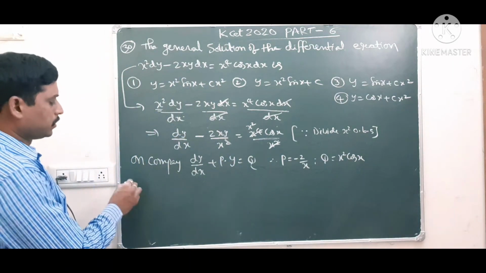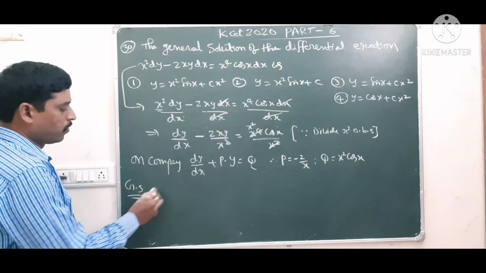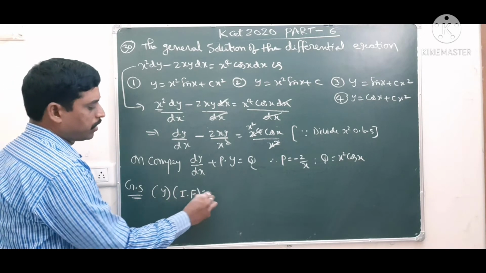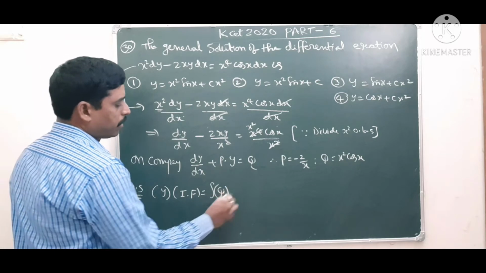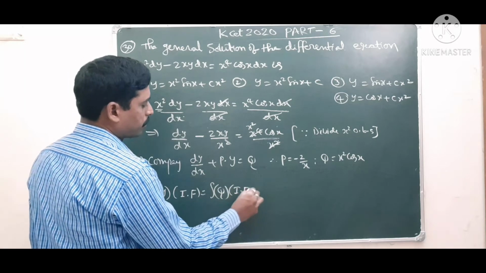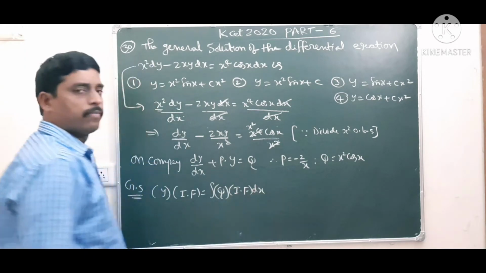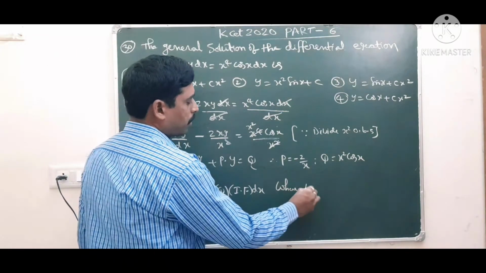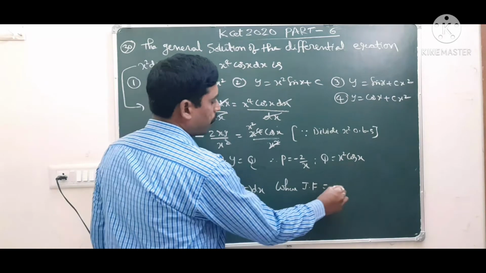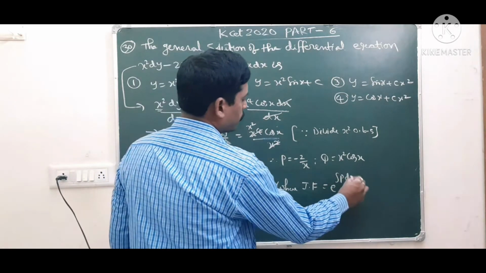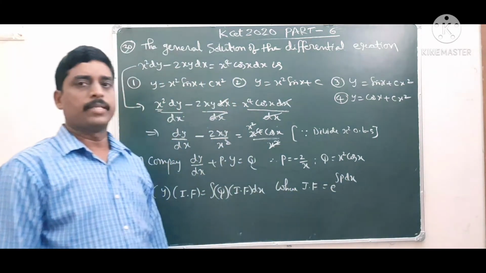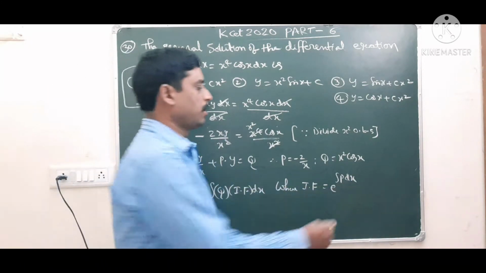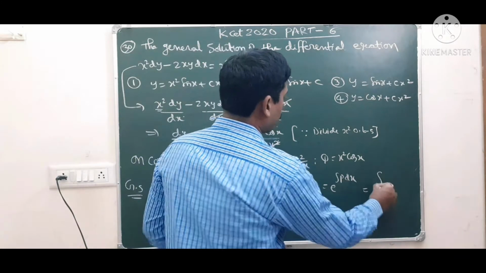So what is the formula? The general solution formula is y into integral factor is equal to integral of q into integral factor into dx, where the integral factor formula is IF equals e to the power integral p dx. So e to the power integral p dx.